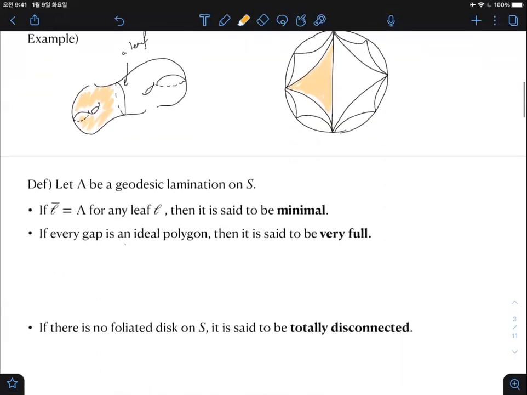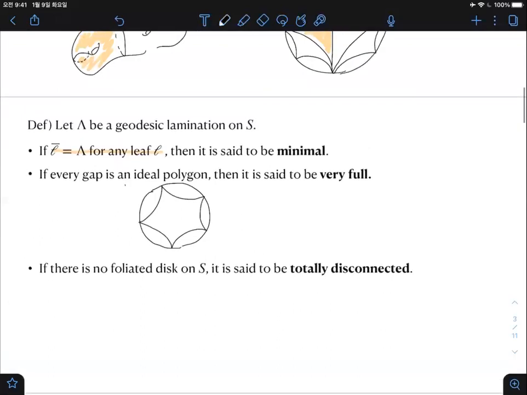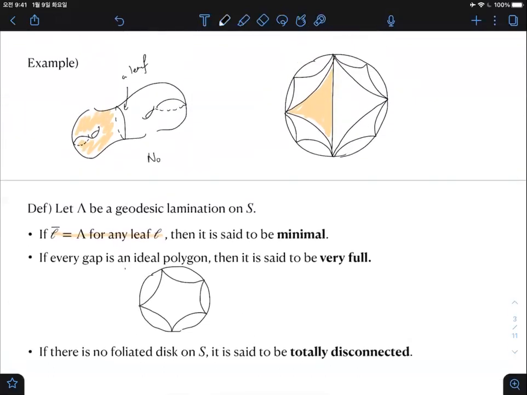Now I want to introduce some terminology about geodesic laminations. Let lambda be a geodesic lamination on the hyperbolic surface. First, if every leaf is dense in the lamination, then it is said to be minimal. Minimality means that there are no sub-geodesic laminations. Second, if every gap is an ideal polygon, then it is said to be very full. Here an ideal polygon means a finite-sided ideal polygon on the hyperbolic plane, which looks like this. So the first case is not very full. The second example is very full.